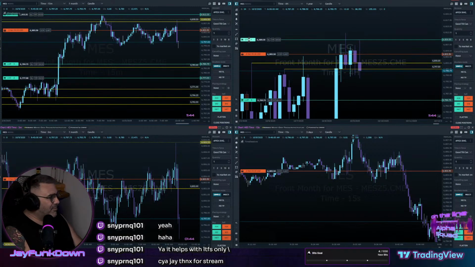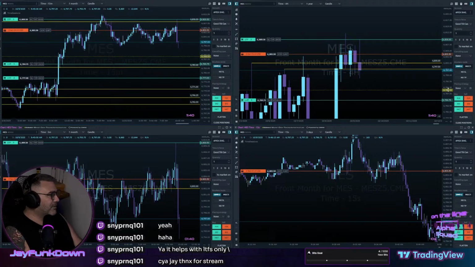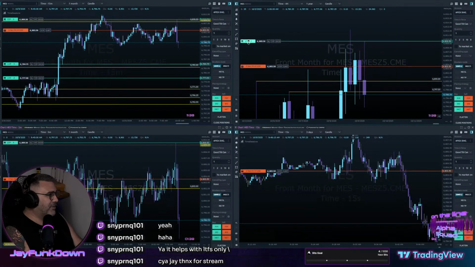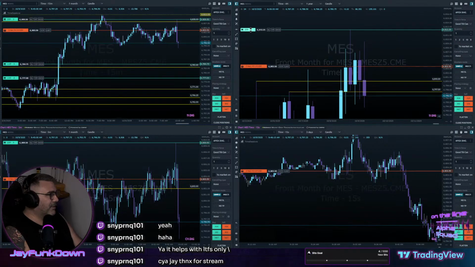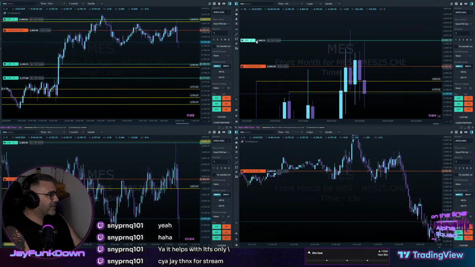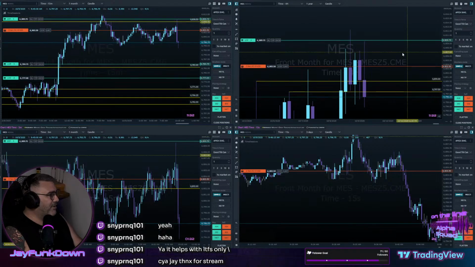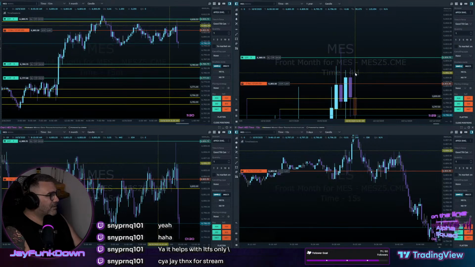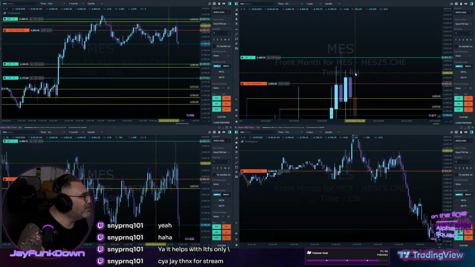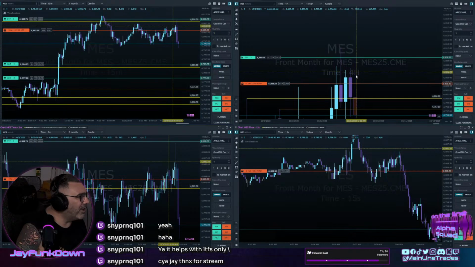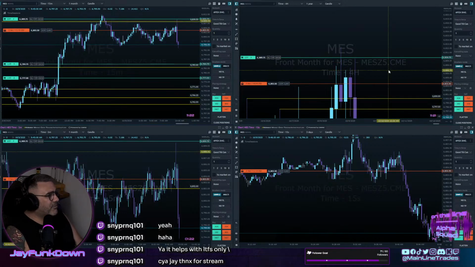Probably move this stop up to just above the 4 hour candle. I'll probably wait till the 4 hour to close, but I don't imagine it's coming back up here. 09. Just above this. 0950. 0975 there.